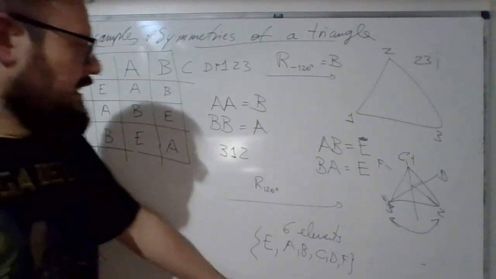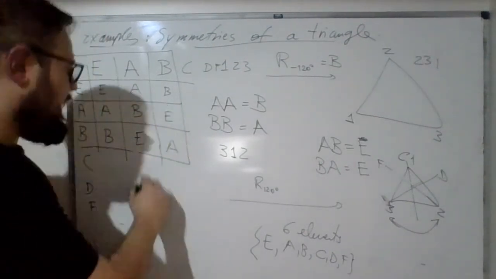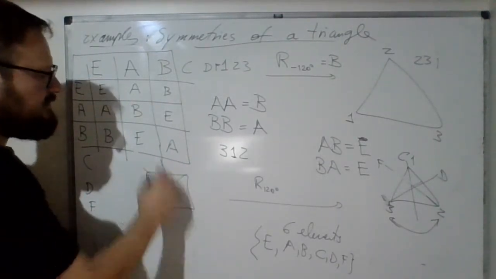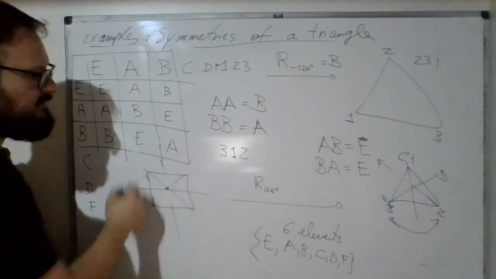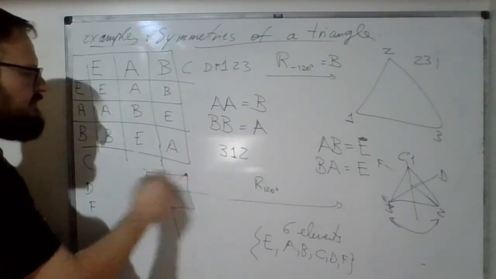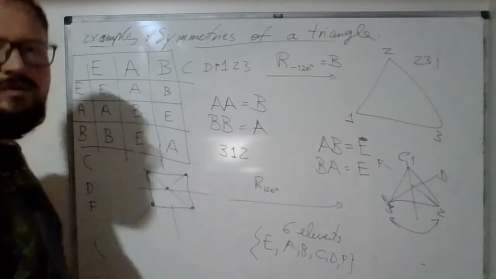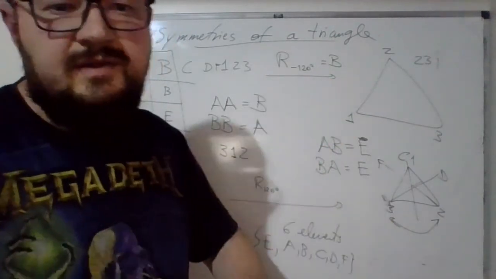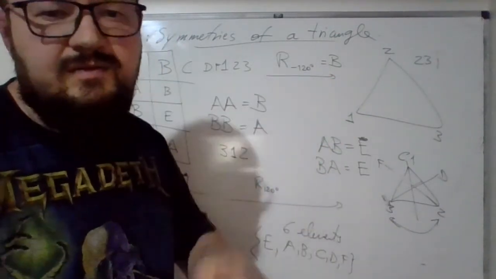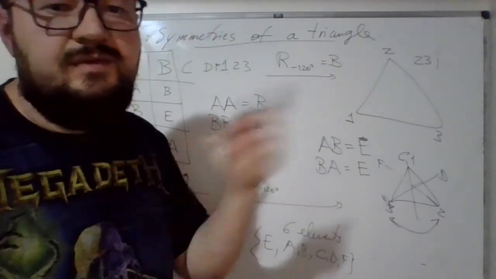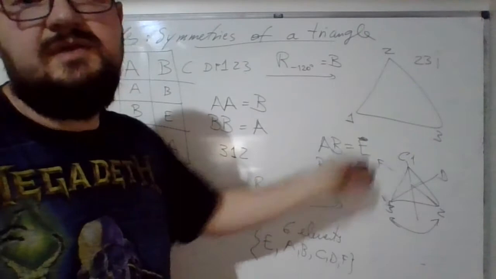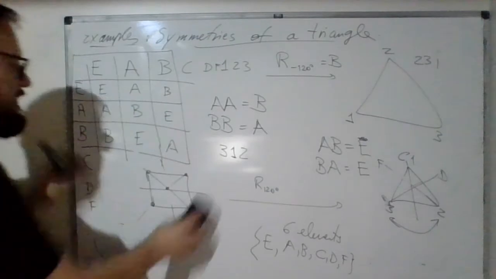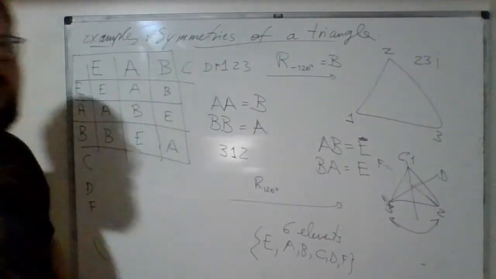You can do the same analysis for the group of a square. For the group of a square, you will have reflections by mirror planes. There are four mirror planes. You can perform rotations. There are four possible rotations: 90 degrees, or nothing, or minus 90 degrees. Nothing is just the identity. 90 degrees, 180 degrees, and minus 90 degrees. And you can calculate for a square what you'll find for the multiplication table.